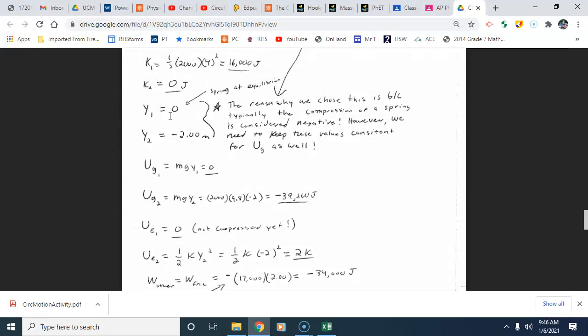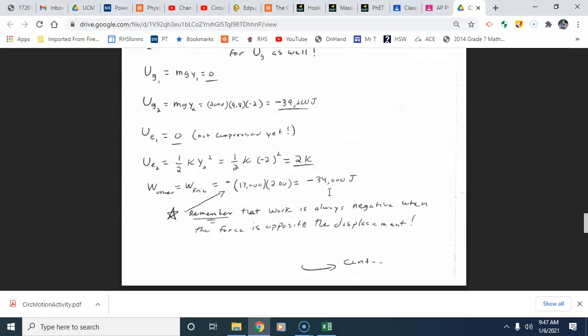Okay. So that means UG1 is 0, but since position y2 is underneath the reference level, and we said -2 represents that, we actually get a negative amount of gravitational potential energy, which is okay. It might seem weird, but it meshes with all our values. All right? We all on board with that?